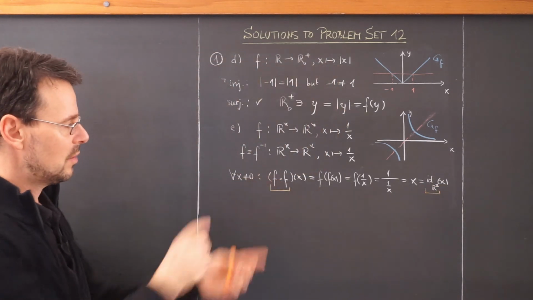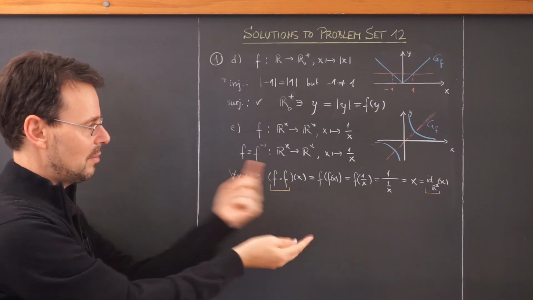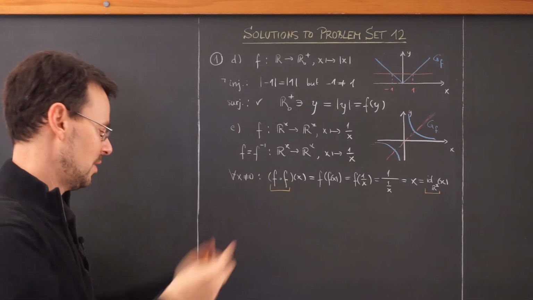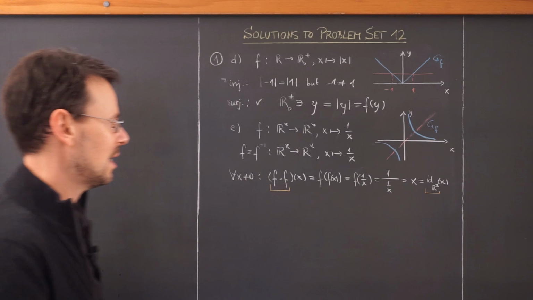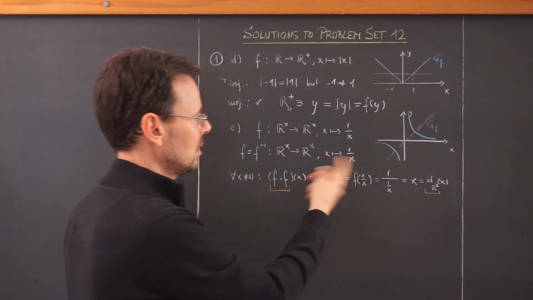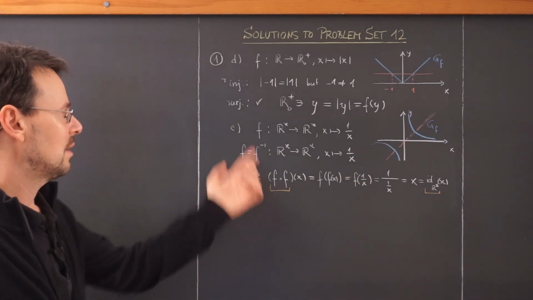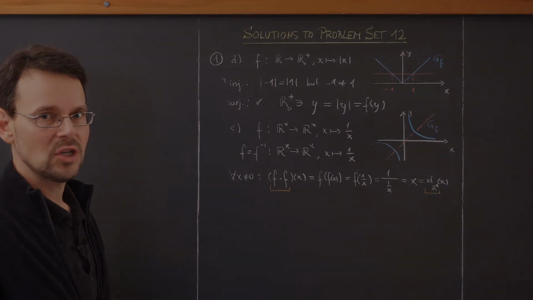And of course, this I only have to check once because this is the same as f composed with f if I switch the order. So that's a nice elementary example of a function that is its own inverse. And therefore, this f here is bijective.